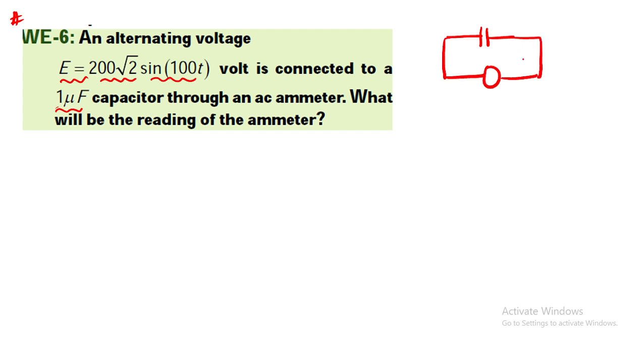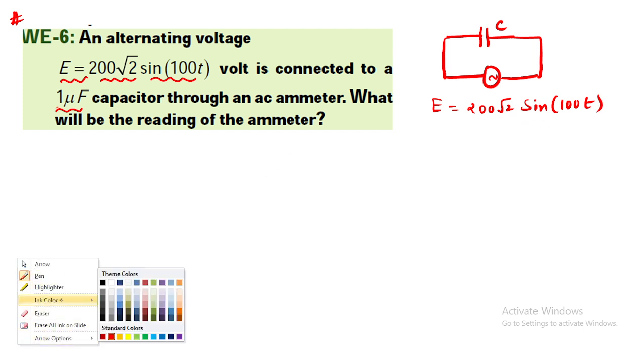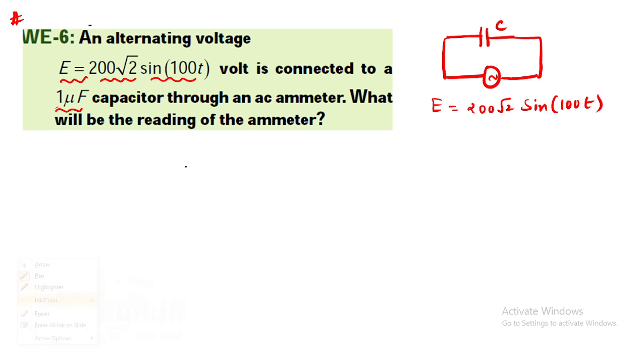Now this is a capacitor C, right? And the AC source is there. How much voltage are you supplying here? So E is equal to 200 root 2 into sine of 100 T, right? Now what are they asking us to calculate? Here is 1 microfarad. What will be the reading in the ammeter?